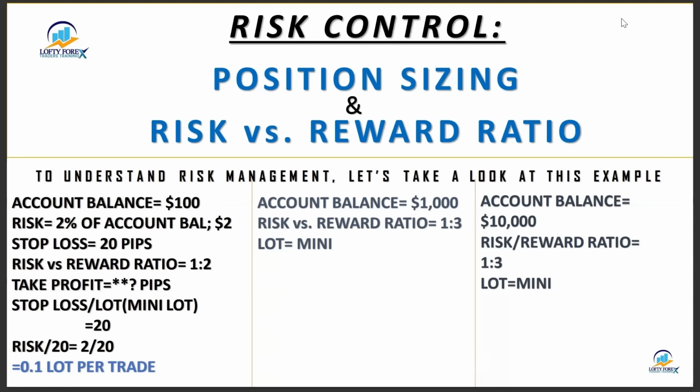Now, same example, account balance of $1,000. With this, you can actually use mini lot, no, sorry, 0.1. Risk versus reward ratio, 1:3. So if I'm risking 20 pips on a trade, I want my potential profit to be 60 pips. Now I'd want you to make this calculation, risk divided by the stop loss you want to use, and comment which kind of lot size you'll be trading with.